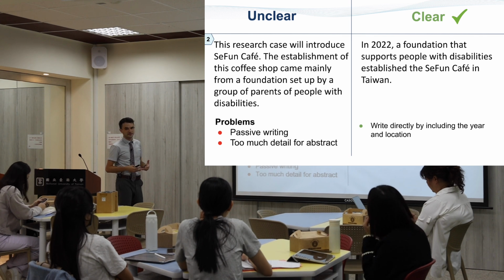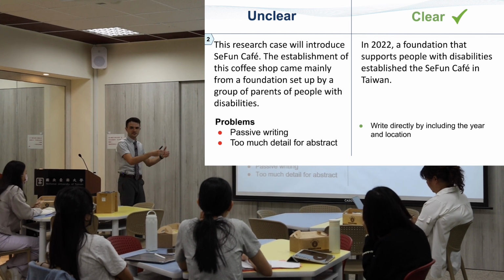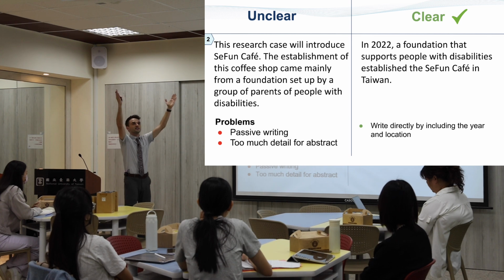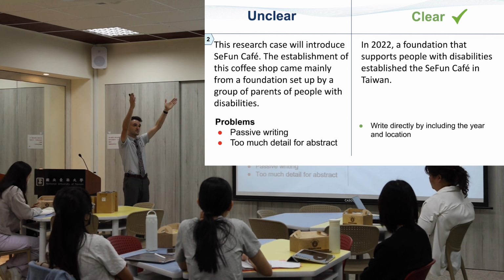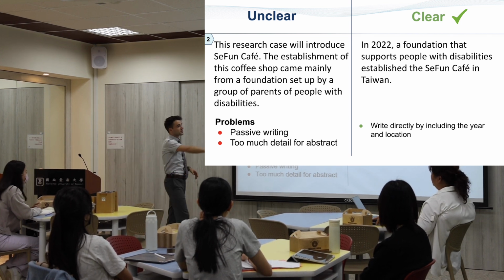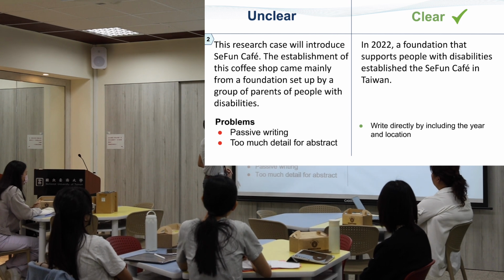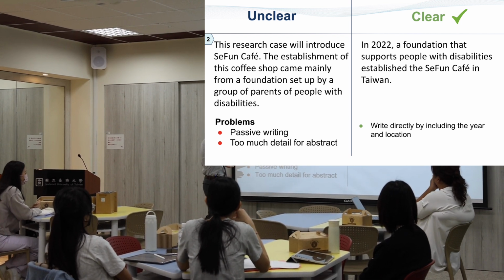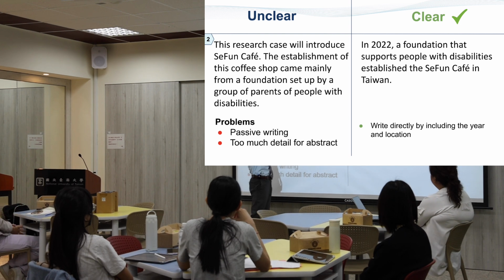It's very specific, right? The foundation was set up by parents, and the foundation set up a coffee shop. It's like, you gave me so much of the pipeline. So a foundation that supports people with disabilities established the Safe Fun Cafe in Taiwan. Oh, there we go. There's in Taiwan. So I don't read it in the first sentence.